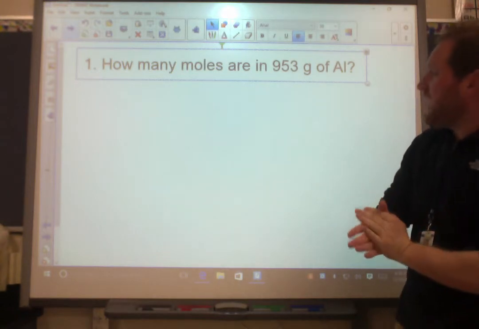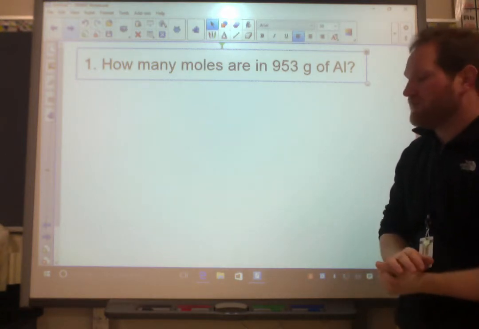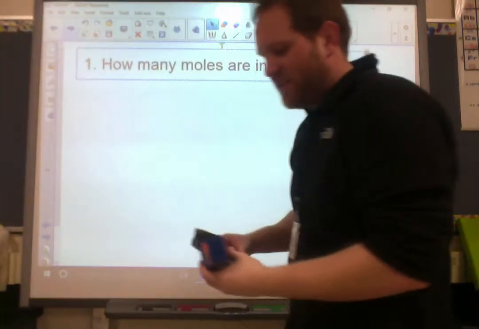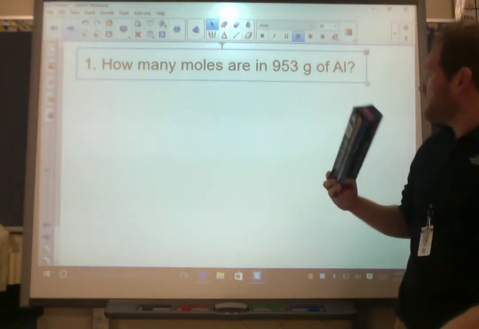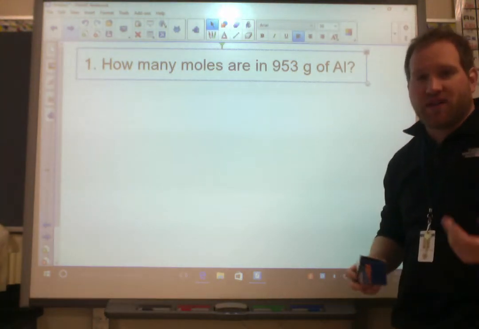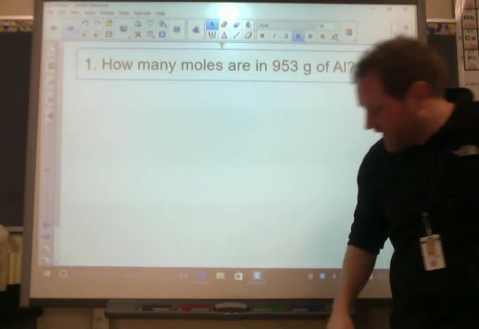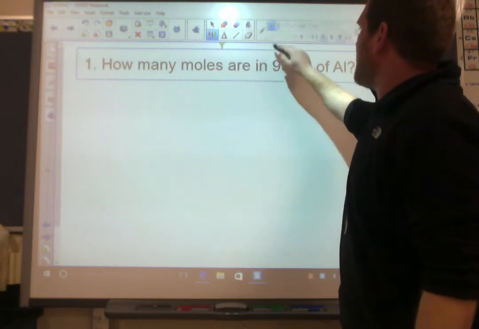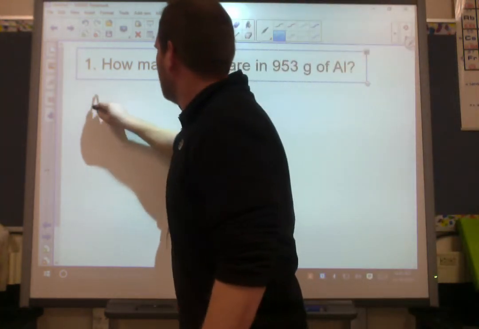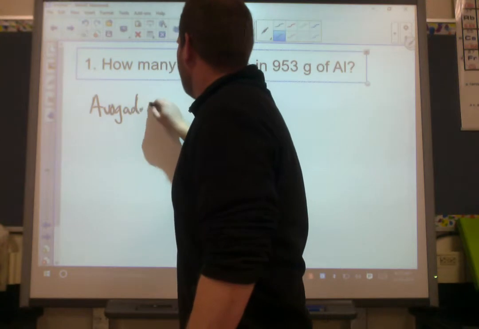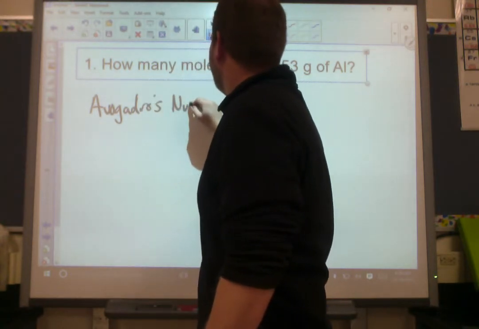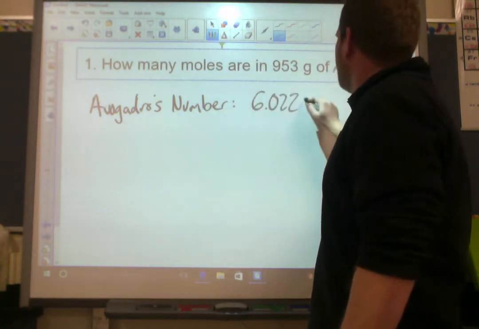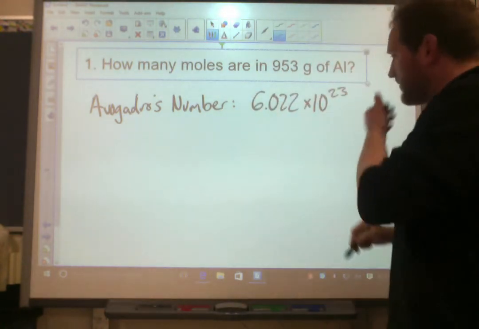So number one, how many moles are in 953 grams of aluminum? So, I have some aluminum foil. Let's say that the foil in here has a mass of 953 grams. I want to find out how many moles that is. Well, we have to use Avogadro's number. Okay? So this you should write down, have memorized. Avogadro's number, 6.022 times 10 to the 23rd.